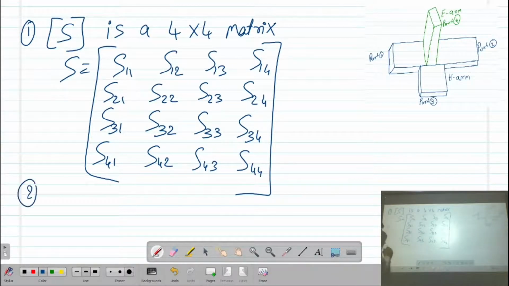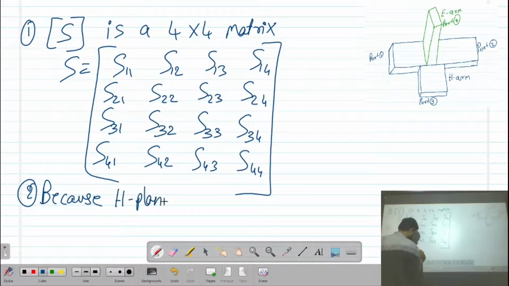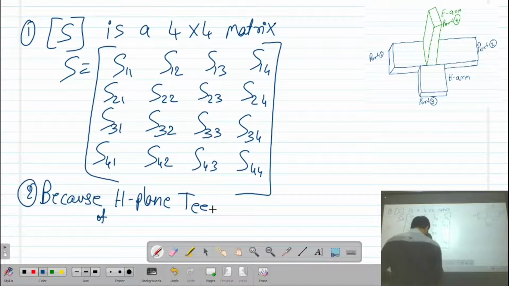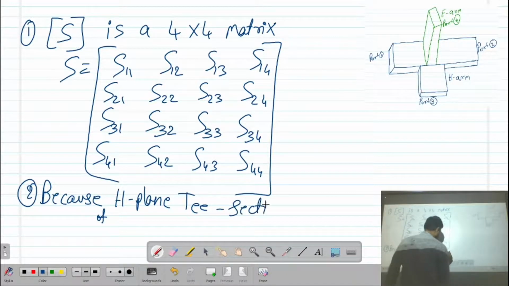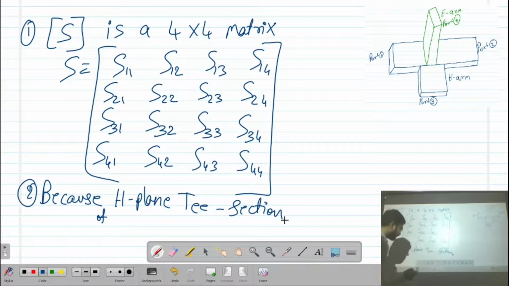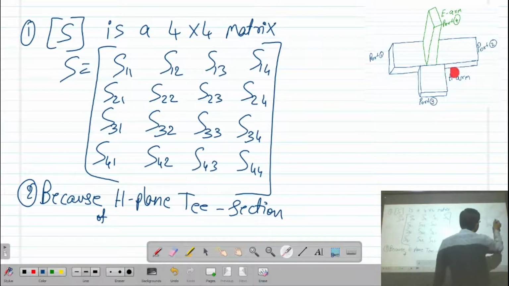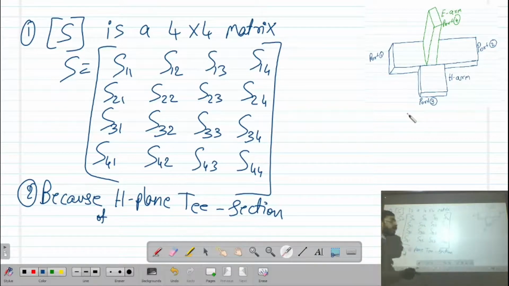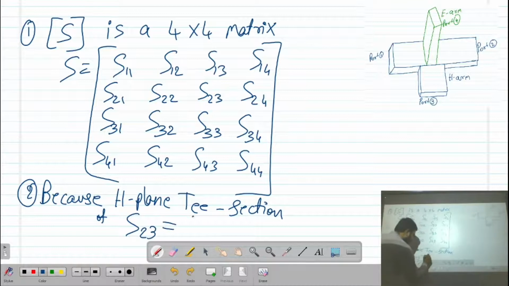The second term is because of the H plane T junction. In the H plane T section, this part, we will have the properties of the H plane T section over here, and that is given by S23.